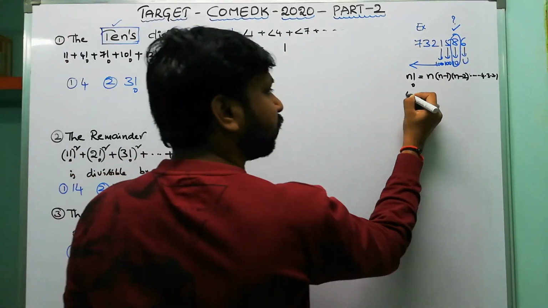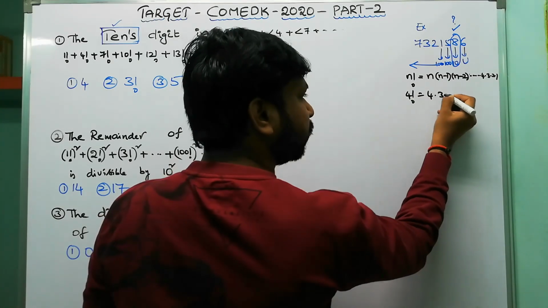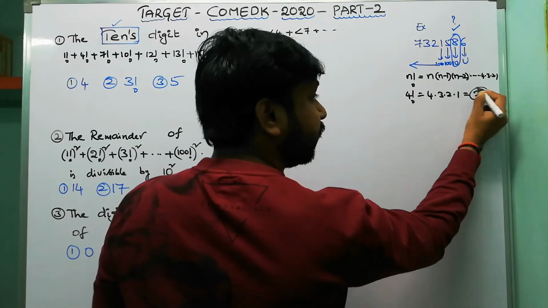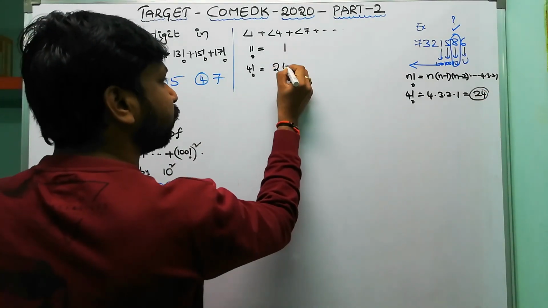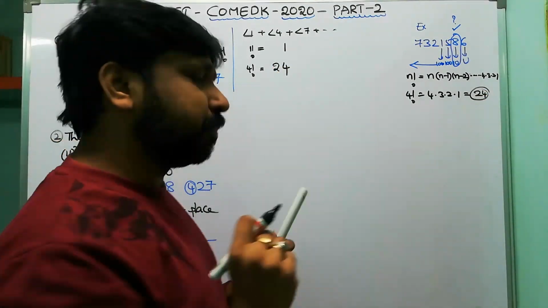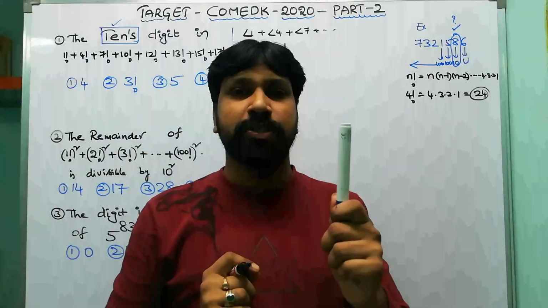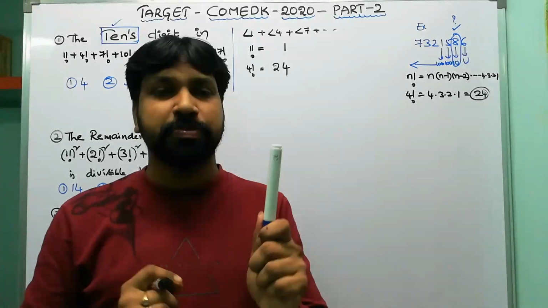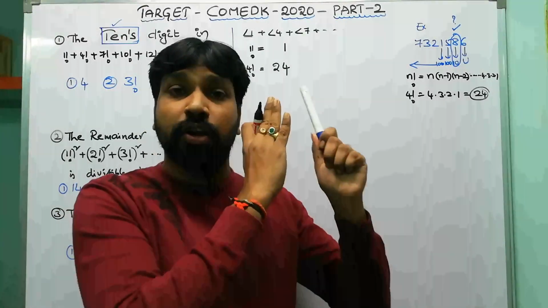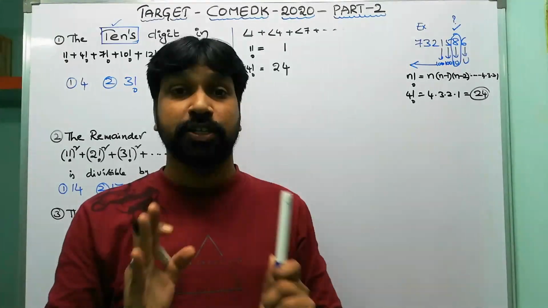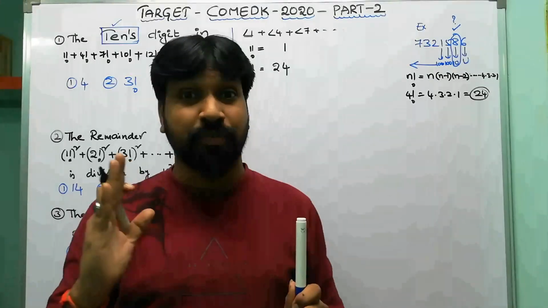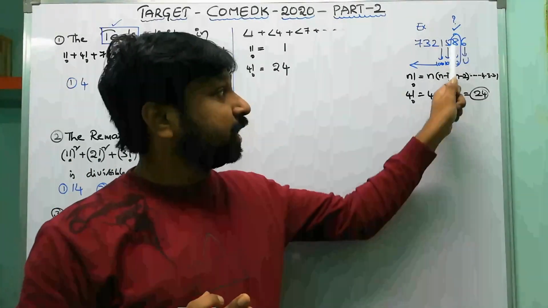For example, if you want 4 factorial, the result is what, friends? 4 factorial is equal to 4 into 3 into 2 into 1. 4 threes are 12, 12 into 2 is 24. So 24 is your answer. Write down 24, friends. A very important basic point here: if you want the tens place, just concentrate on the units place and tens place. If they're asking for the hundreds place, concentrate on the units, tens and hundreds places. If they're asking for the tens place, you need not concentrate on the hundreds place or thousands place.